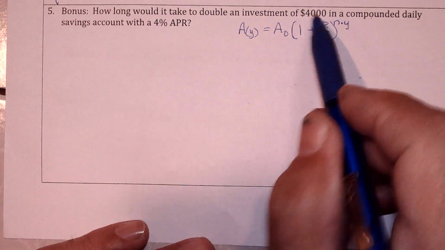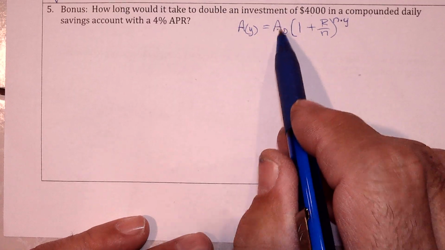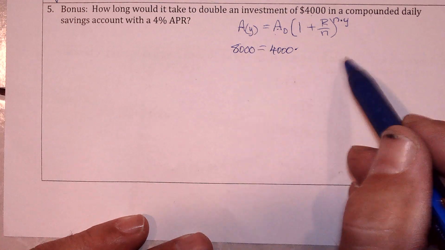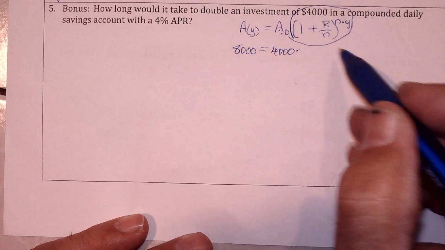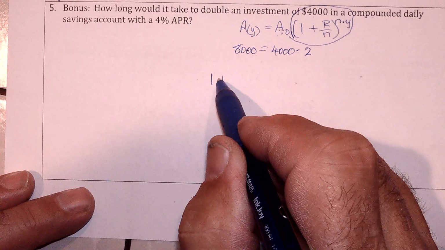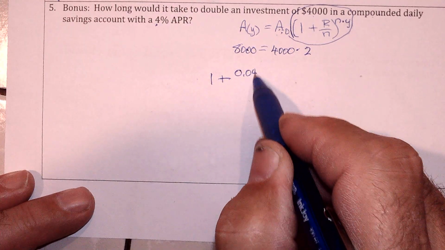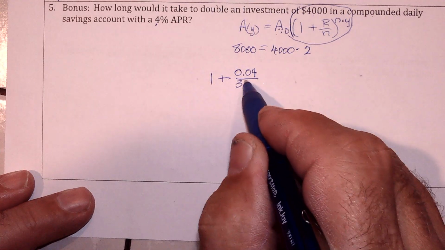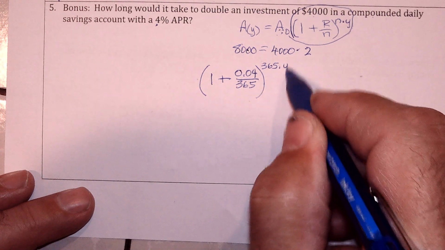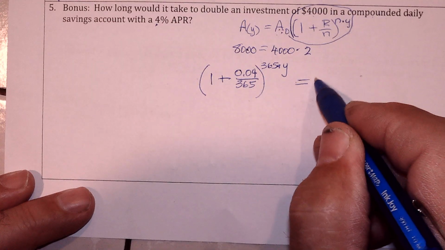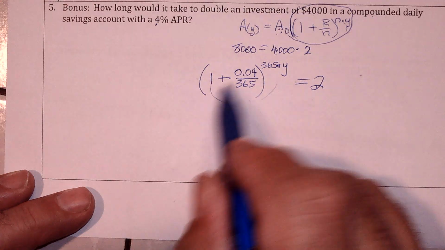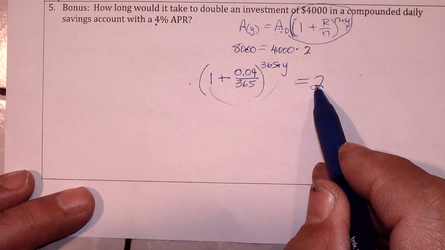Now, if we start with 4,000 and we double it, this would be 8,000. Now, if this is 4,000 and it's times something and it's supposed to come out to be 8,000, this part without the 4,000 would have to be a 2. 2 times 4,000 is 8,000. So I'm going to go down here and say 1 plus my interest rate, 0.04 divided by daily, 365, to the power 365 times the number of years needs to be 2, so that this times the 4,000 will make the 8,000. So just this, no 4,000 or 8,000 here, as some of you did on the test, has to be 2.